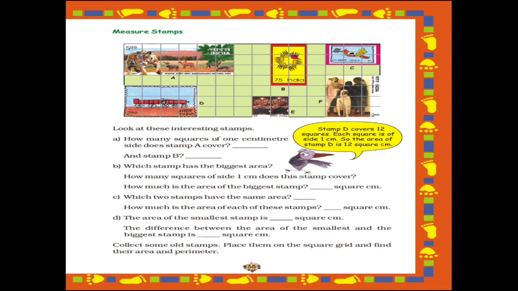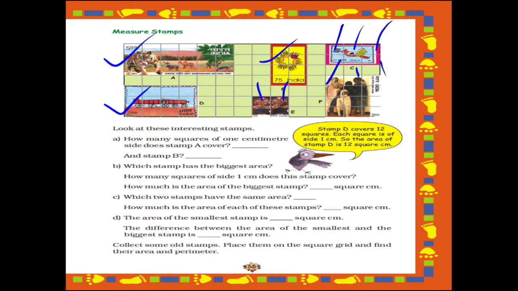Which two stamps have the same area? Now we have to see which of the given stamps have the same area. This one has 18 squares, right? In this there are 8. In this we have counted there are 12. Now let's count C. 1, 2, 3, 4, 5 and 6. Right? It is having 6.